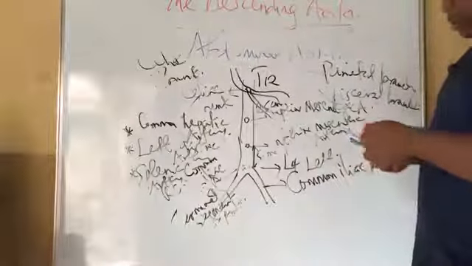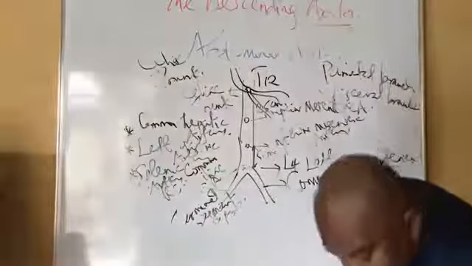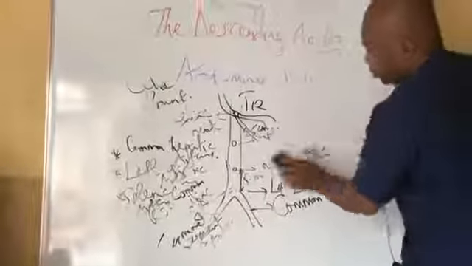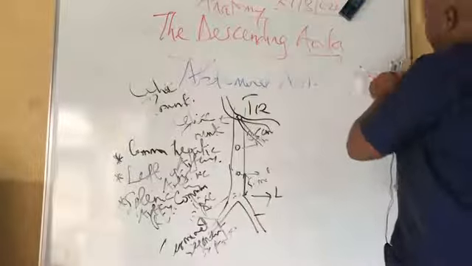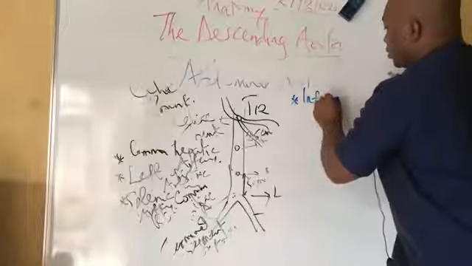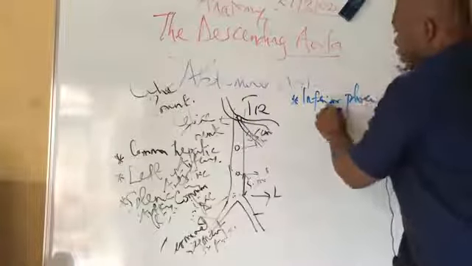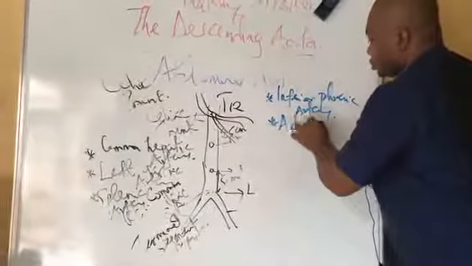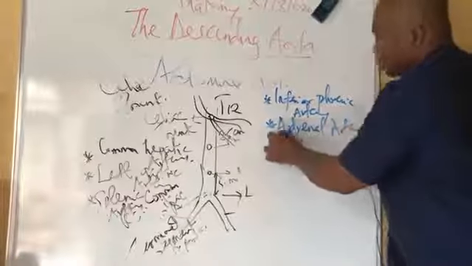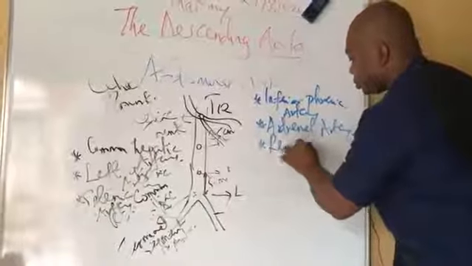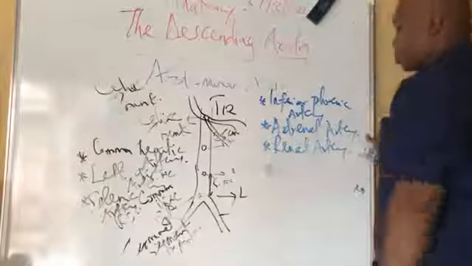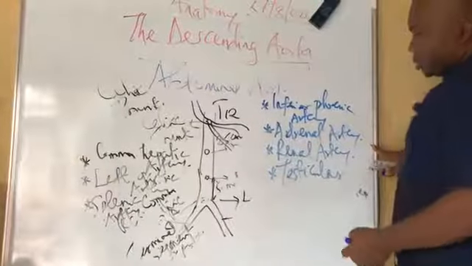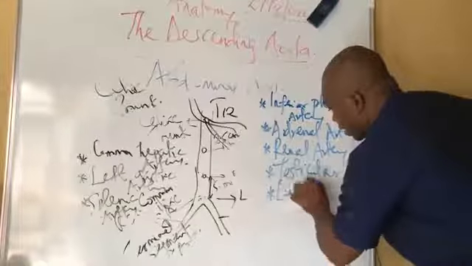We'll have the unpaired branches. We have what is called the inferior phrenic artery, we have 2, the adrenal artery, we have 3, the renal artery, we have 4, the testicular artery, and we have 5, the lumbar artery.